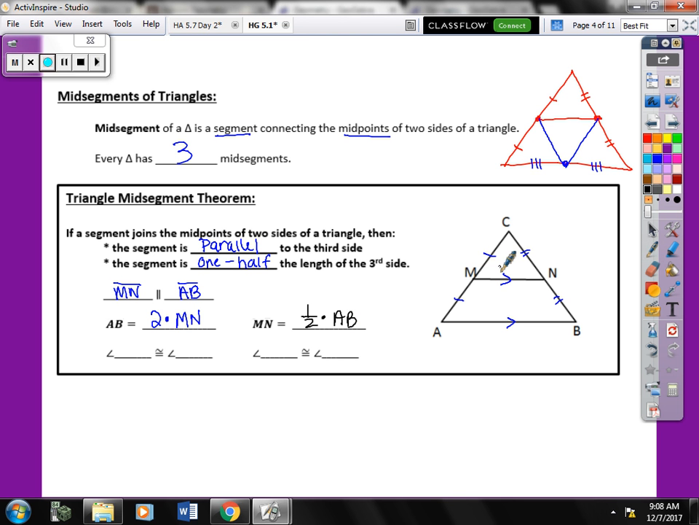We would also have angle A is congruent to angle CMN. Angle B would be congruent to angle CNM. Okay, and that's because of the corresponding angles postulate, since we know they're parallel. Some of these will require no work, you're just doubling and halving in your head. If you want to write work, you can. Some of them will have algebra, or you'll have to solve for x.